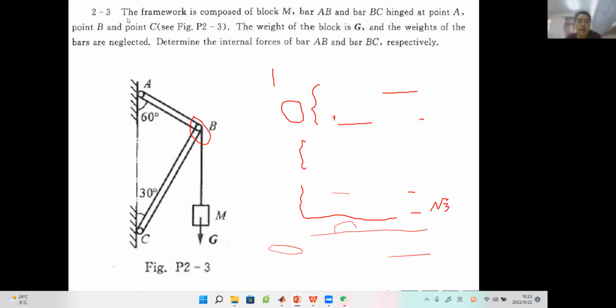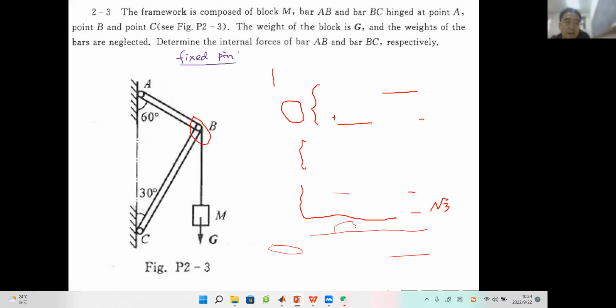So let's see the problem. It tells us the framework is composed of block M. Actually it may be a box or something, right? It has a gravitational force G here. Bar AB and bar BC are hinged at point A and point C. Actually, it tells us at point A and point C, there are two constraints. We call that fixed hinge or fixed pin. Do you guys remember?